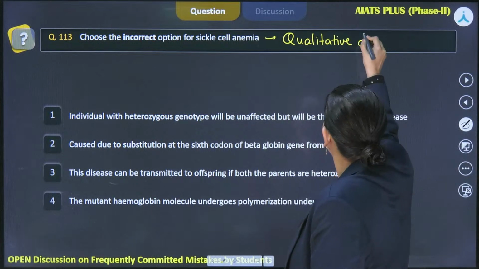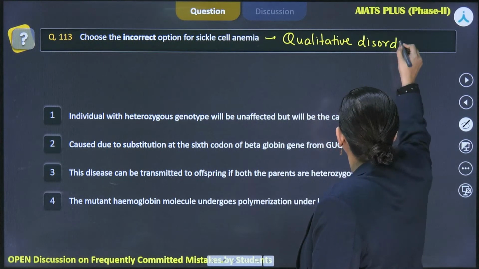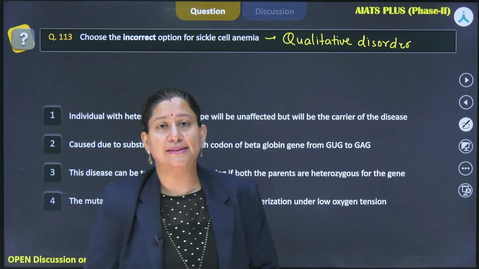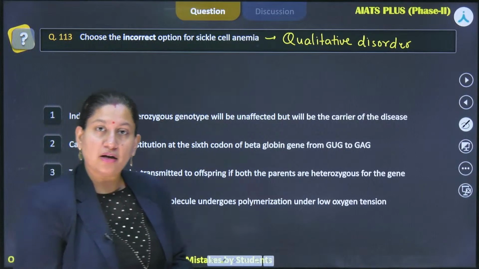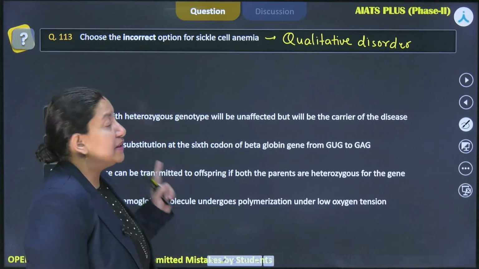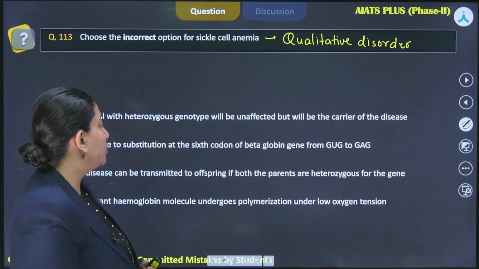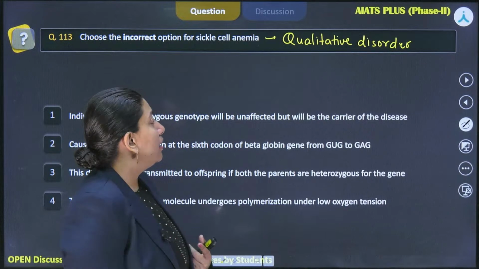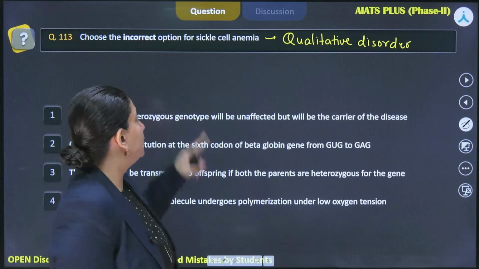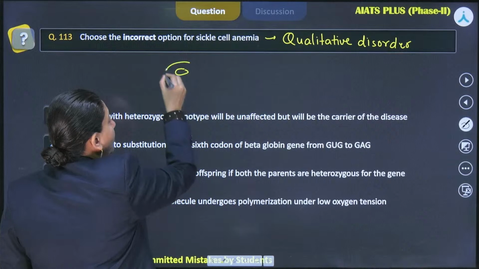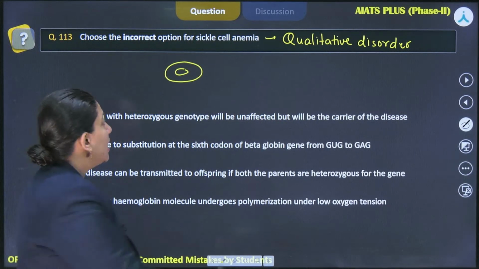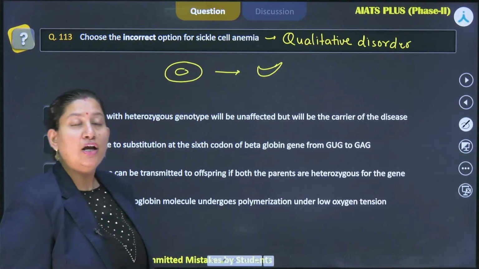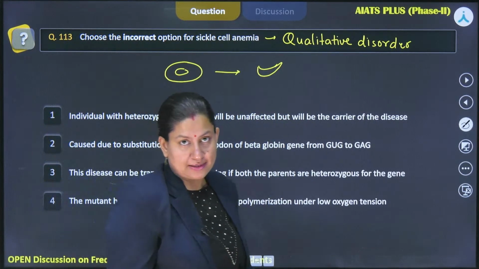right, in which there will be a mutation, a substitution mutation that occurs at the 6th position of the beta globin chain of hemoglobin, right? And because of that particular mutation, glutamic acid is going to get replaced by valine, right? And because of that, the biconcave shape of RBC is going to change itself to a sickle shaped RBC, which has low oxygen carrying capacity, right?